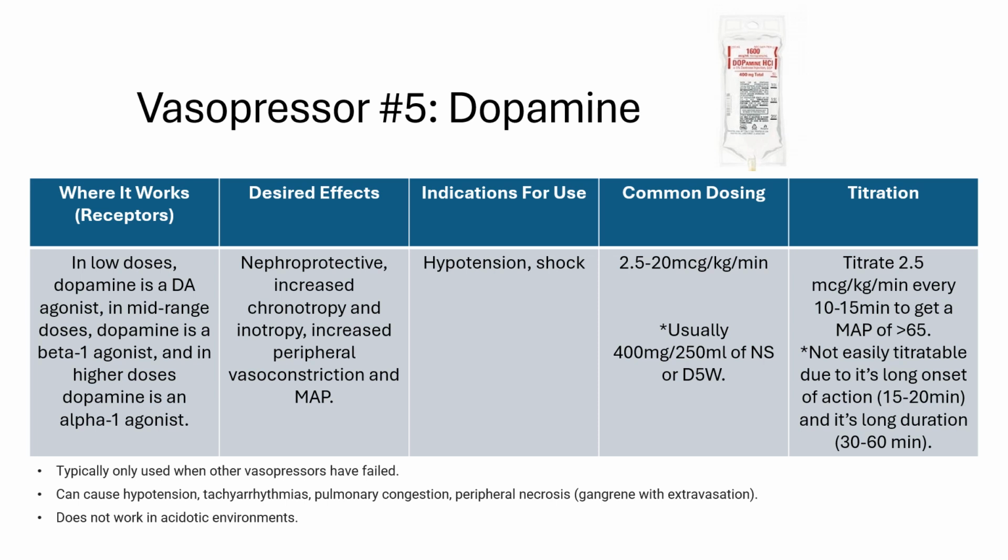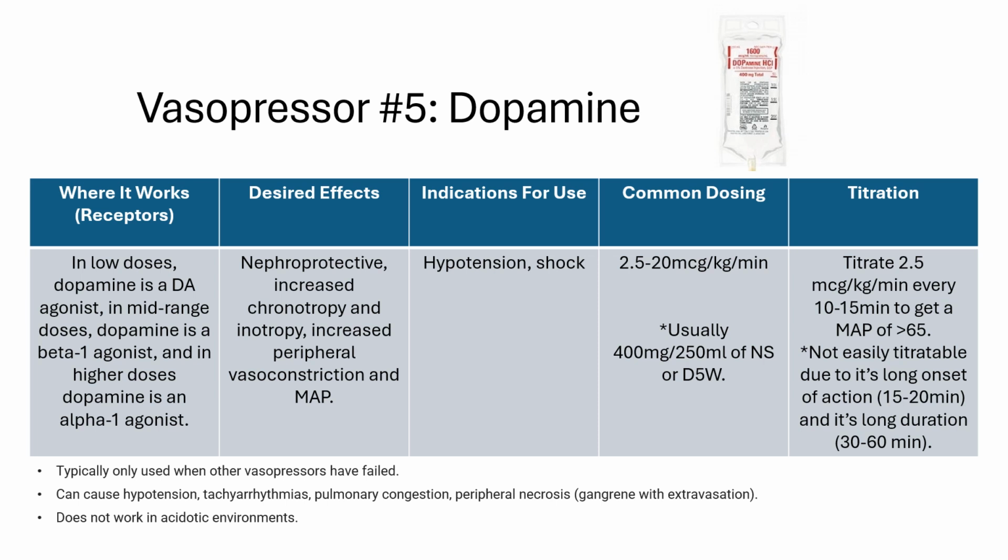This one's kind of a bigger dose, and you've got to titrate this one too. When you titrate, you want to titrate 2.5 micrograms per kilogram per minute every 10 to 15 minutes to get your MAP above 65. This one, just like vasopressin, is not easily titratable because of its long onset and its long duration. Again, this one is typically used when other vasopressors have failed.